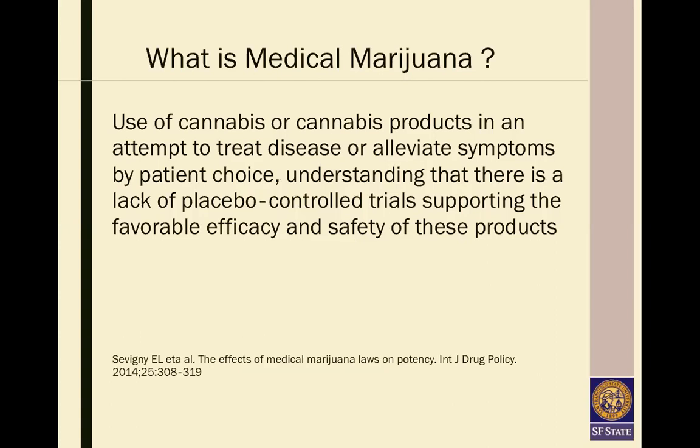Medical marijuana is the use of cannabis or cannabis products in an attempt to treat disease or alleviate symptoms by patient choice. Understand that there is a lack of perceivable or controlled trials in this right now, showing favorable efficacy and safety of these products. Now, there are more ongoing trials looking at cannabis, but right now there aren't that many because federally it is still considered a Schedule 1 drug. And you need to get some permission from the federal government to do trials on drugs like that.